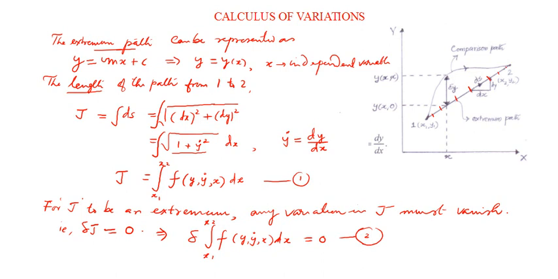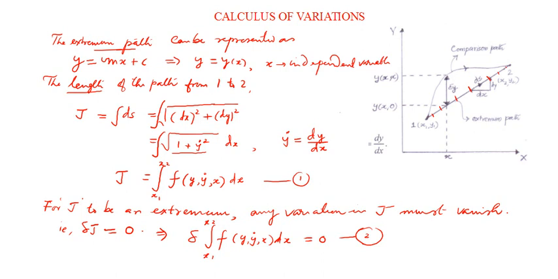So you have got a real path, the extremum path, whose length is represented by equation number 1. Now we are going to represent mathematically the comparison paths. That's what we are going to do in the next step. To define any comparison path, we have to define some arbitrary deformation of the optimum path.